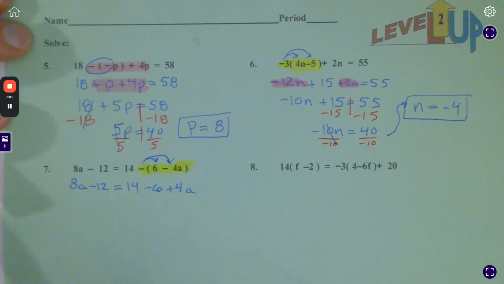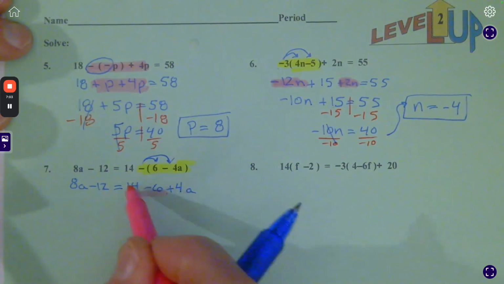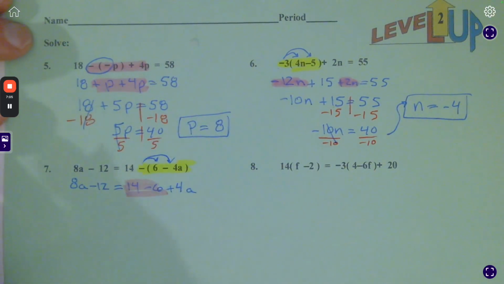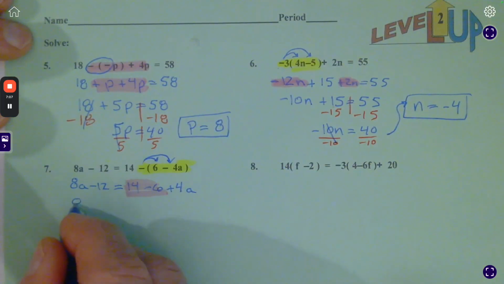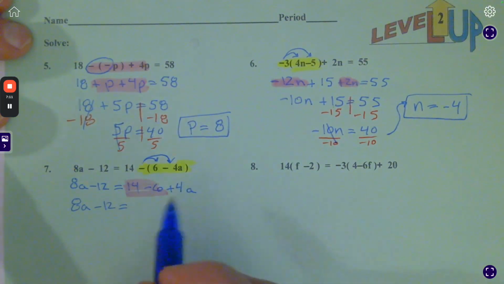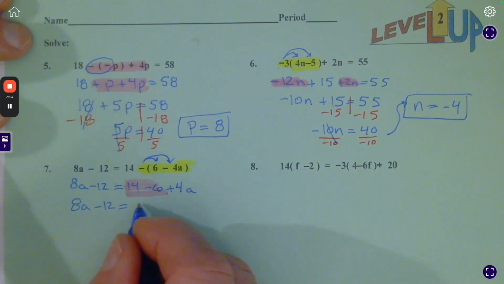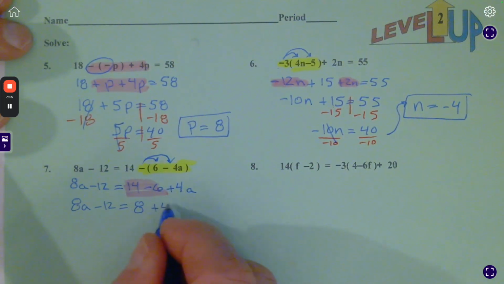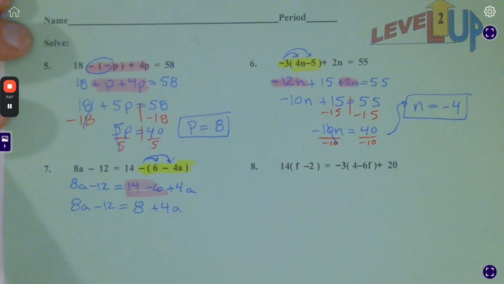Okay, notice on the right-hand side, we have like terms, so I have to combine them. I'm going to write my 8a minus 12. Always go from left to right with your mathematics. 14 minus 6 is 8 plus 4a.